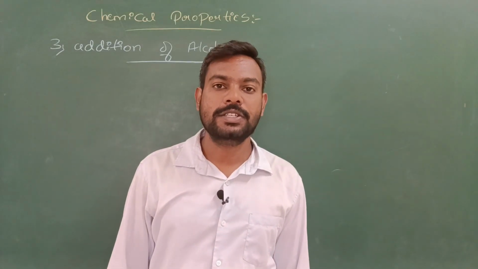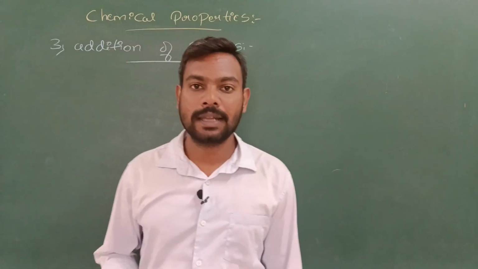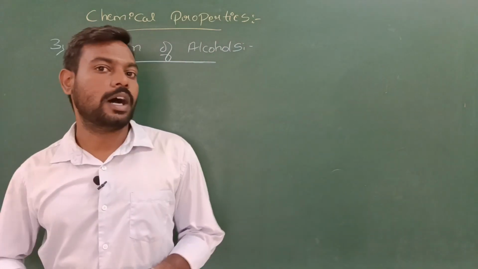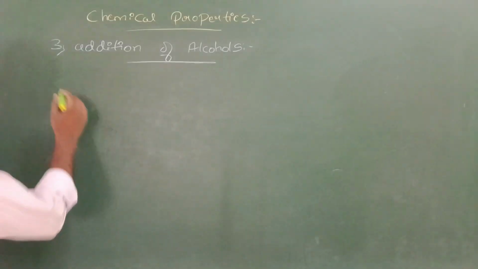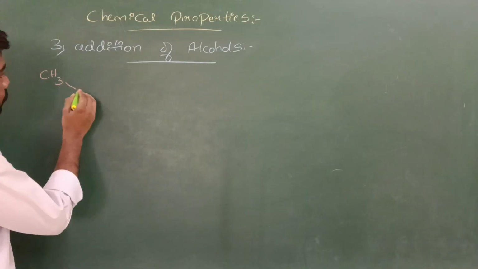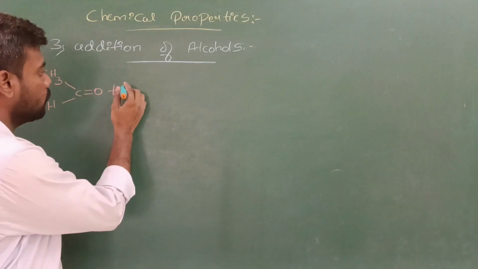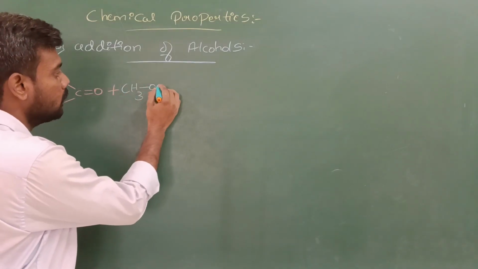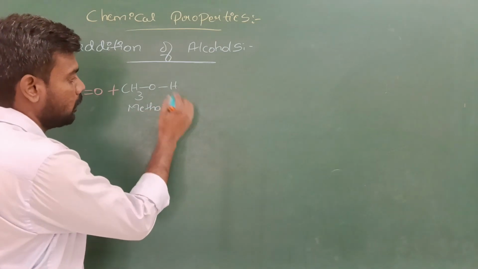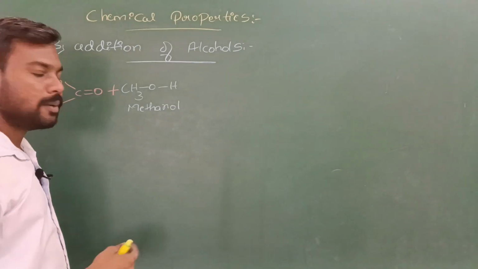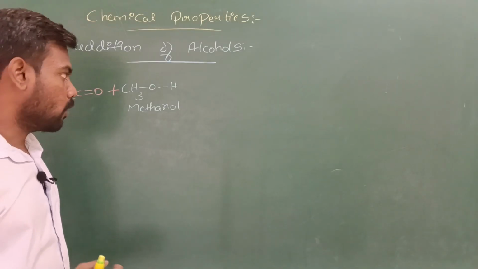Next example is addition of alcohols. Aldehydes react with alcohols to form an acetal and ketones react with alcohols to form a ketal. Okay, let us see the examples. For example, when acetaldehyde is on reaction with a monohydric alcohol, for example methanol. What is meant by monohydric alcohol? The alcohols which contain only one alcohol group.